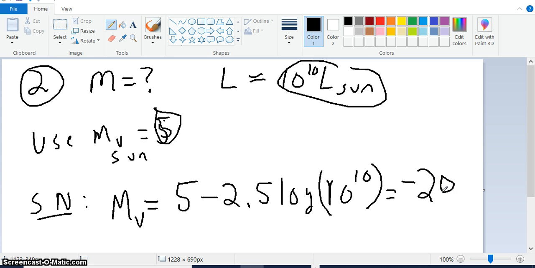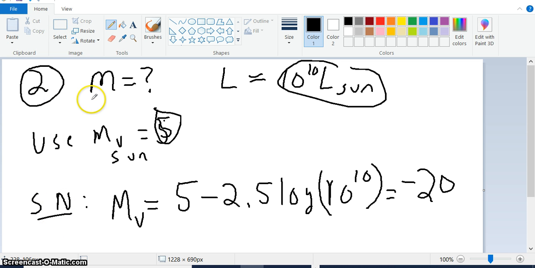Remember what absolute magnitude is. It's what would it look like if this were 10 parsecs away, right? If it was 10 parsecs away, this would be just about almost as bright as our sun in the night sky. All right, so let's go on and finish this problem.